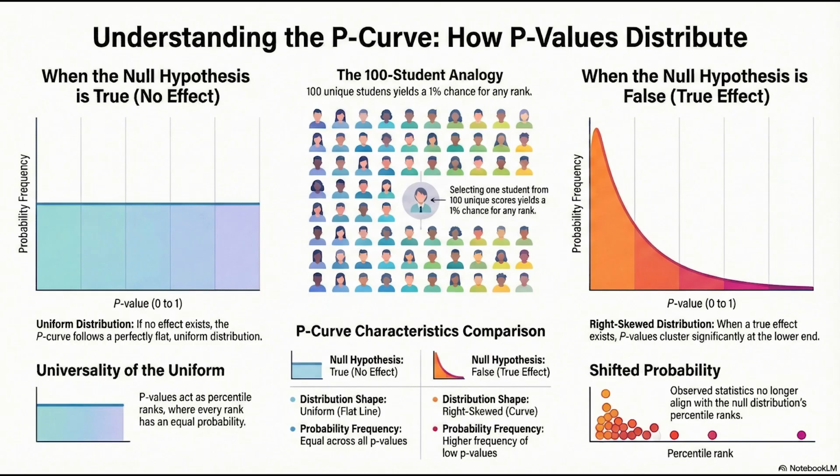On the other hand, assuming the null hypothesis is false, the p-curve will follow a right-skewed distribution. This occurs because the observed sample statistic is no longer drawn from the sampling distribution defined by the null hypothesis, and thus the p-value no longer corresponds to the percentile ranks of the true underlying sampling distribution. As a result, small p-values become more frequent than large ones, producing a right-skewed p-curve that reflects the increased probability of observing effects that deviate from the null.